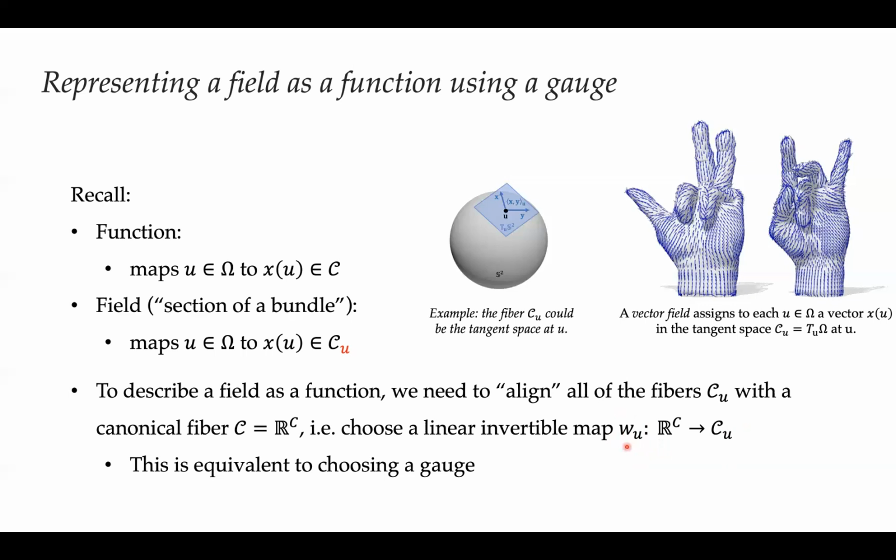So that is one way to define what it means to choose a gauge. We want to choose for each point U a linear invertible map from our coordinate space, or our canonical fiber R to the C, to the fiber over U. So choosing 2D coordinates is essentially the same as choosing an X and Y axis here, because you can map the standard basis of R to the C to our space C_U. So that's what we mean by choosing a gauge.